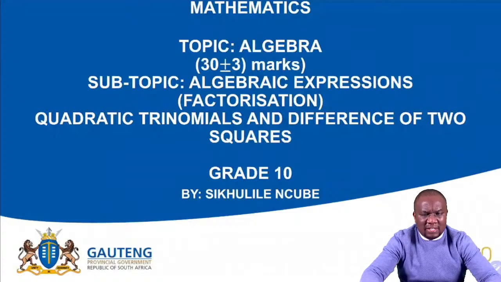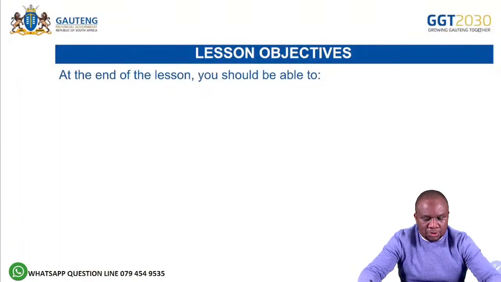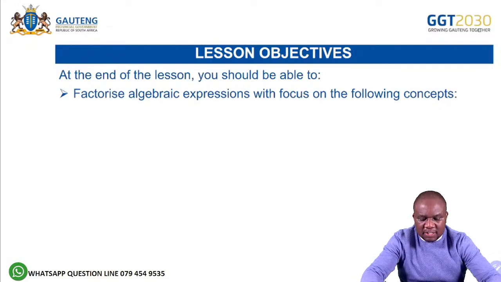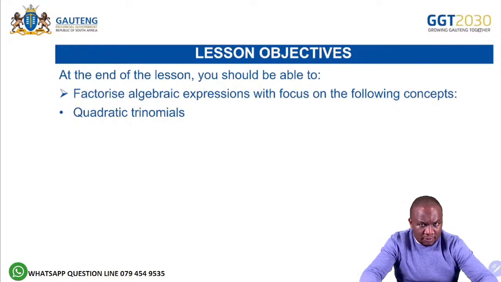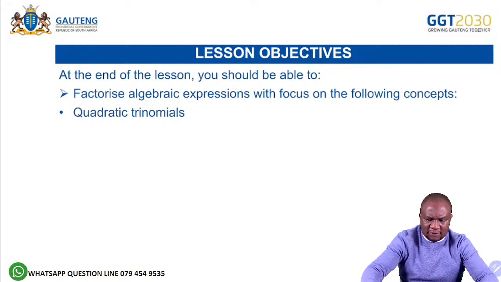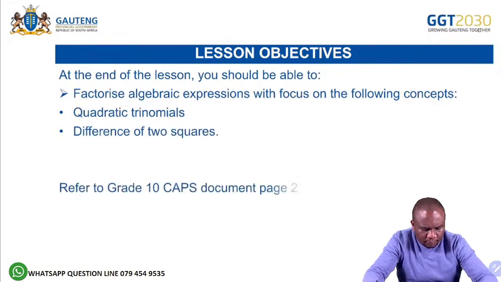Okay, right, let's start our lesson, grade 10s. At the end of the lesson, you should be able to factorize algebraic expressions with the focus on the following concepts. Like I've said, we're going to look at the quadratic trinomials. Do you remember that in the previous lesson, we talked about the factorization of quadratic trinomials? Today we are still doing quadratic trinomials, but they are a bit different. I will show you the difference between the ones we did last week and the ones we are doing now. And then we're going to look at the difference of two squares.